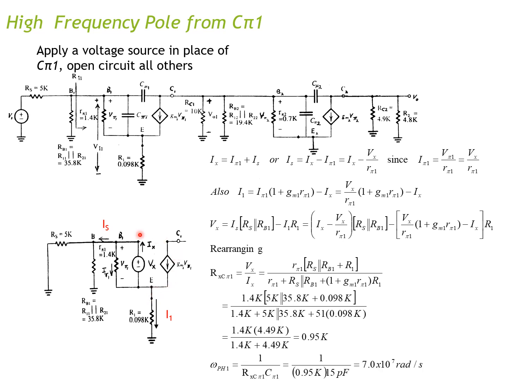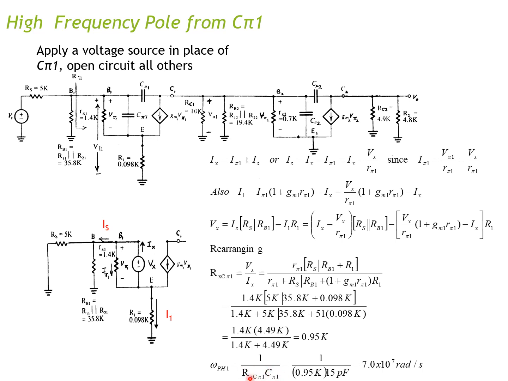I want you to work out this analysis by yourself, and I have the text in here. But anyway, you do the same method. The pole for the high frequency is exactly the same as 1 over RC.